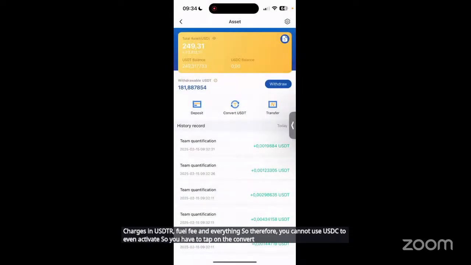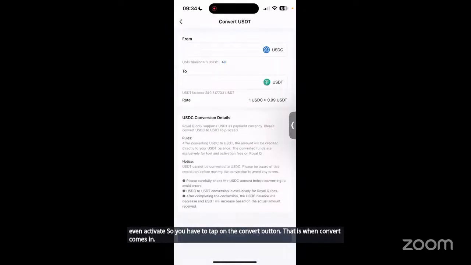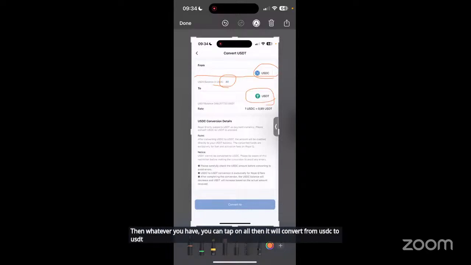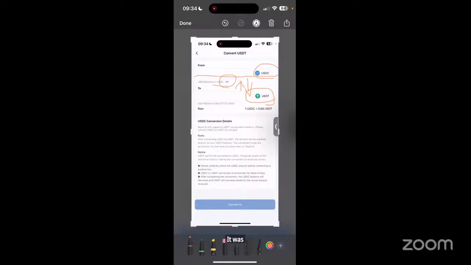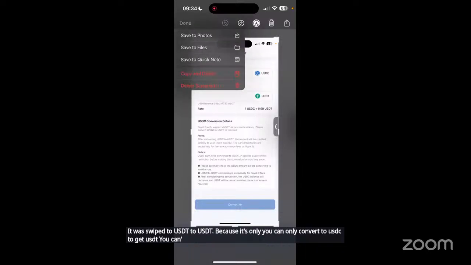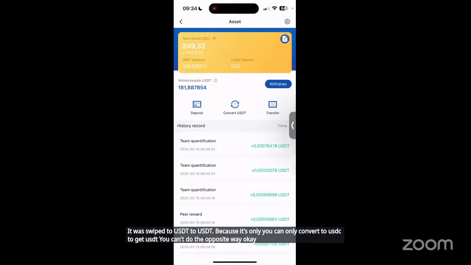That is when convert comes in. Then whatever you have, you can tap on all. Then it will convert from USDC to USDT. Over here, we don't have the interchangeable arrow, the one that goes up and down. You can only convert USDC to get USDT. You can't do the opposite way. Okay, so that is the convert.